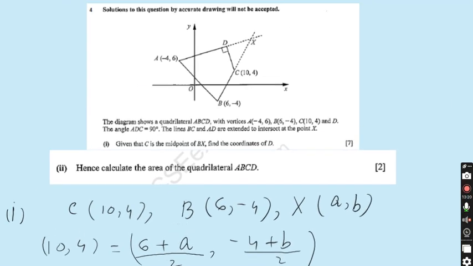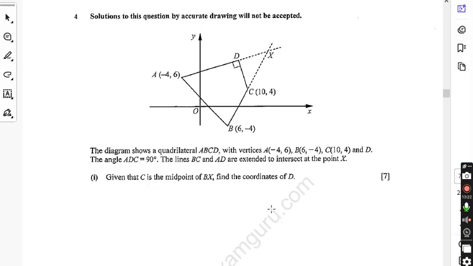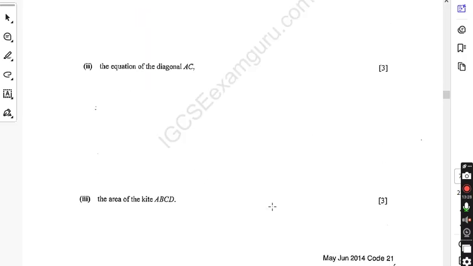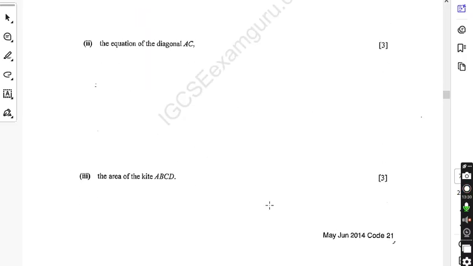What will we do in our next lecture? We will do question number 5, which came in May-June 2014, paper 2-1. So this is our today's class.